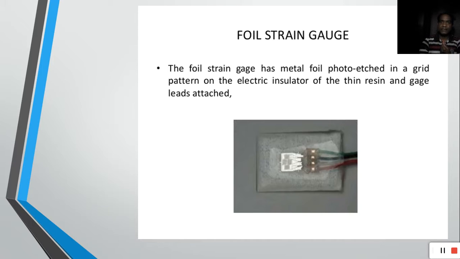Foil strain gauge. The foil strain gauge has metal foil photo-etched in a grid pattern on the electric insulator of thin resin, and gauge leads attached.